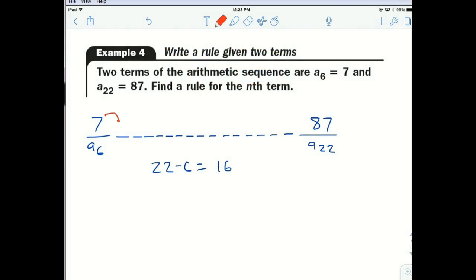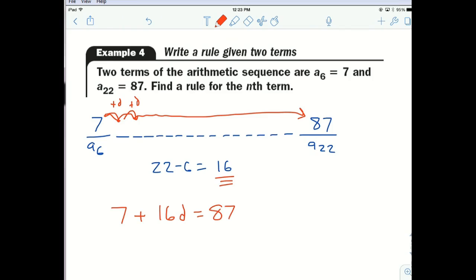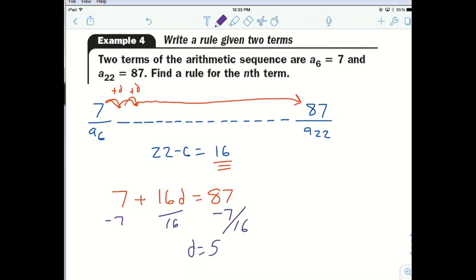For each term, you are going to add d. That's the common difference. So how many times did we add d? Well, we did it 16 times. So I know that if I take 7 plus 16 common differences, where should I end up? Well, if I do it 16 times, 1, 2, 3, 4, all the way, I should end up at 87. All I have to do now to solve for d is subtract 7 and divide by 16. And our common difference is 5. 5 again.